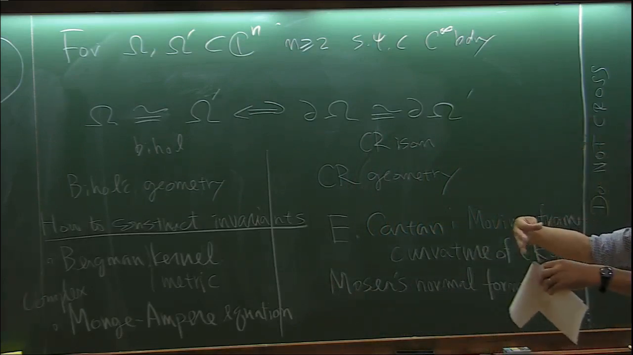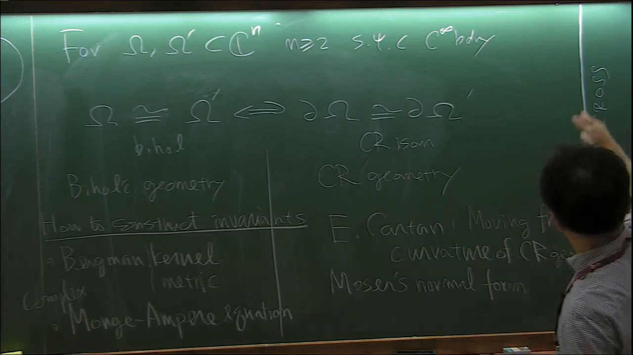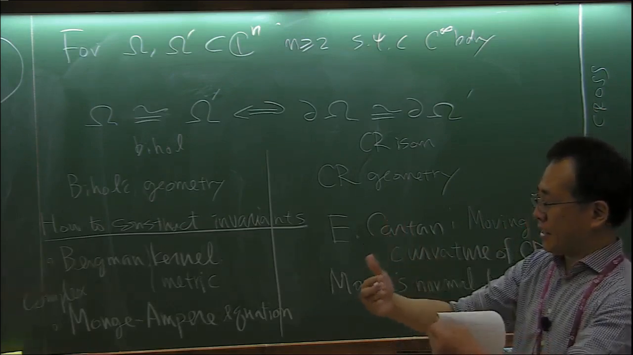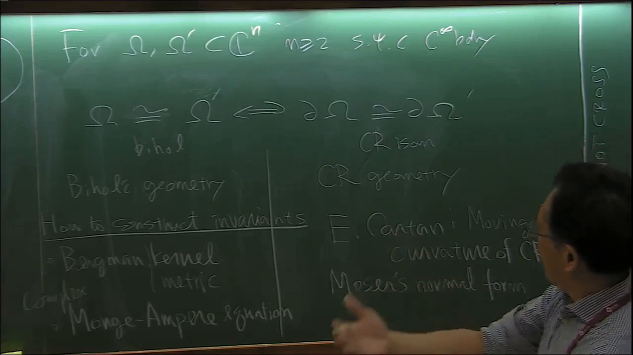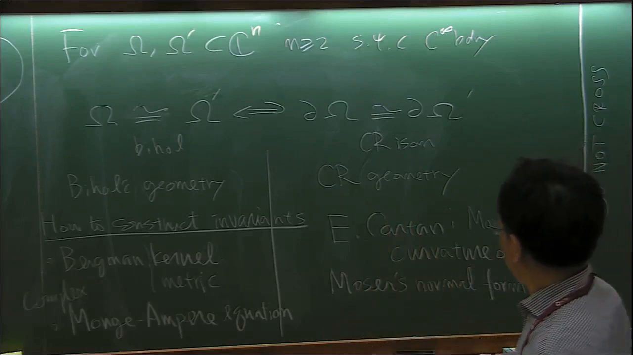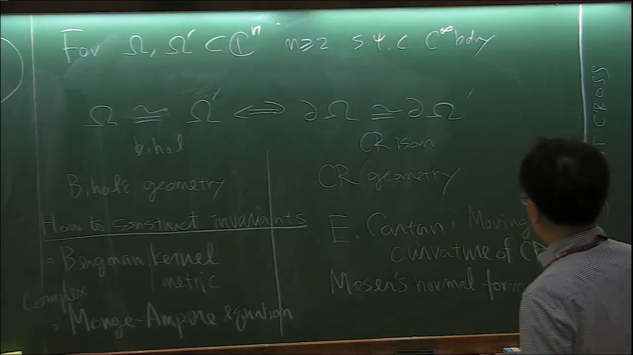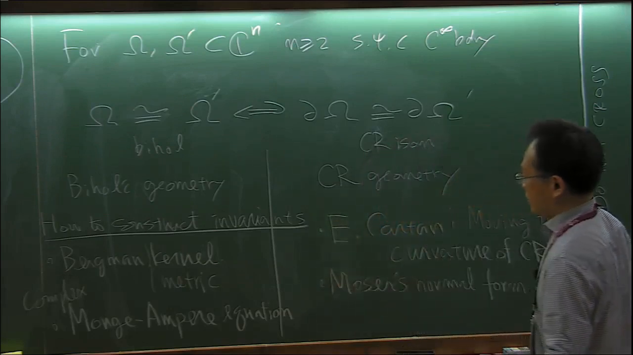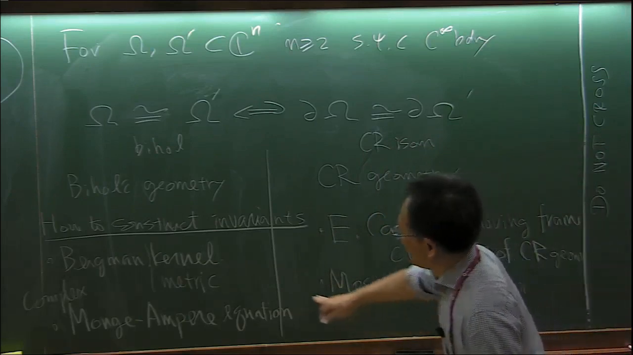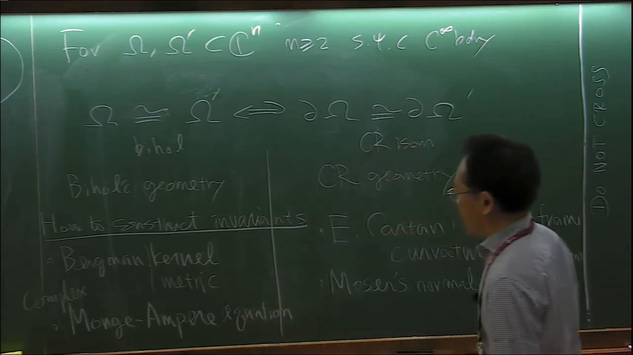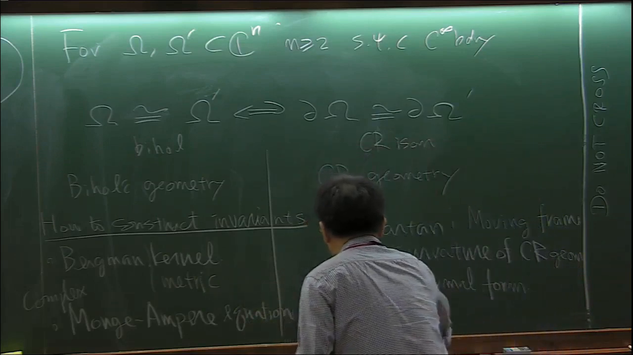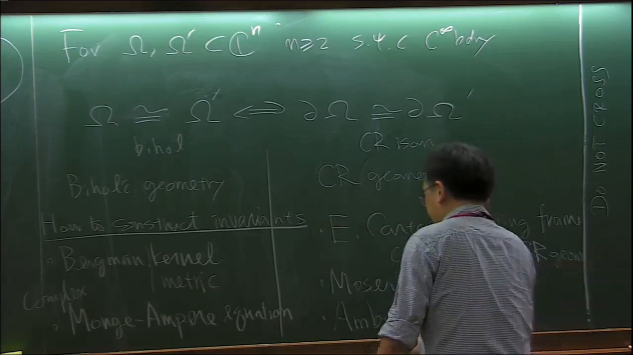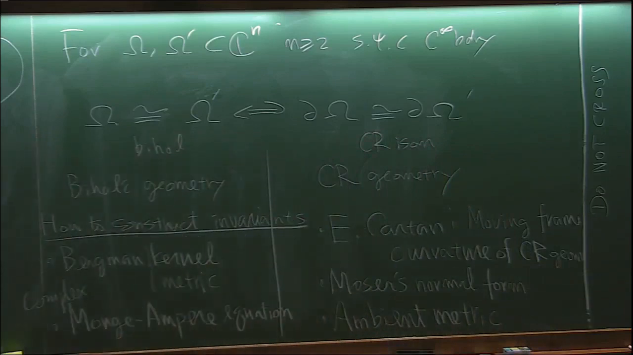So CR geometry, geometry of the boundary. So there's some normal form for this surface. There's a nice coordinate which makes the boundary look like the sphere. So that's called Moser's normal form. This also defines curvature. Both methods give curvature of the CR geometry. But it's not easy to connect this to the Bergman kernel and Monge-Ampère equation directly. So Fefferman defined the ambient metric theory. So there's a connection.